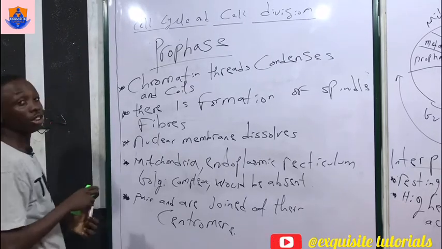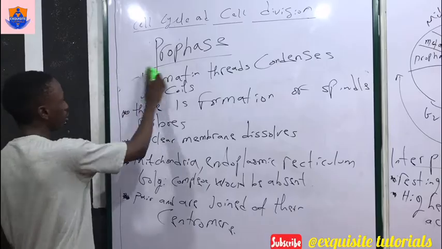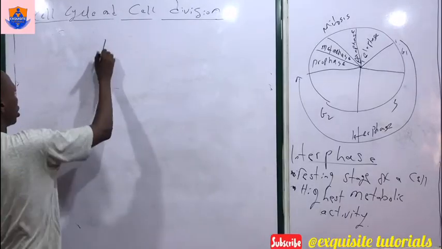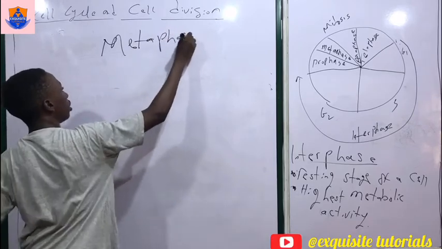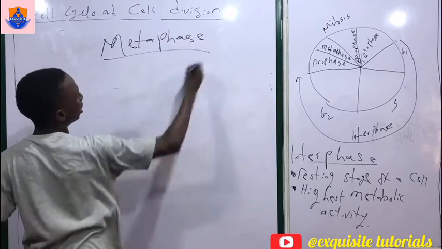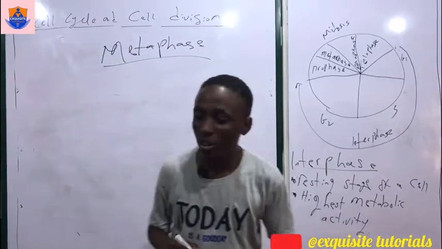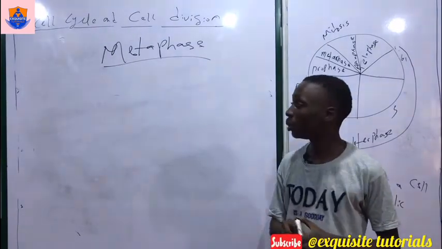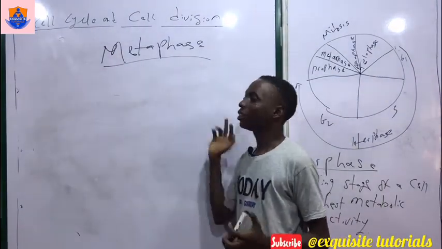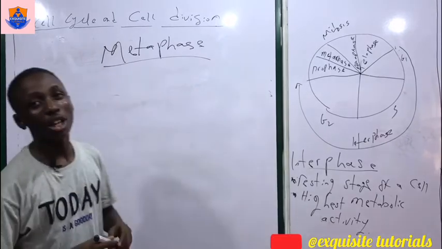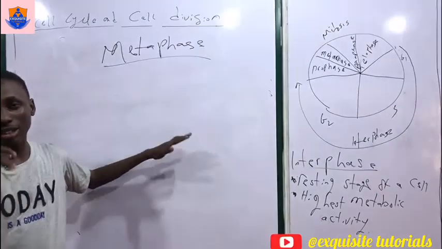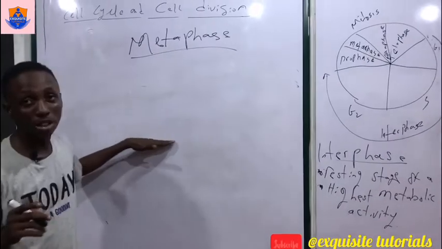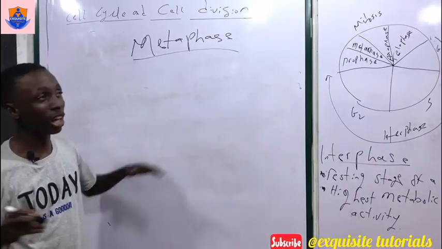Then the next stage is the metaphase stage. We'll be talking about the metaphase stage. Now, what basically happens at the metaphase stage is that the chromosomes just align at the center on the spindle fiber.